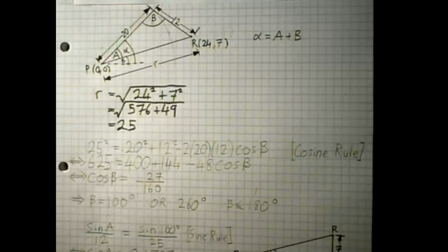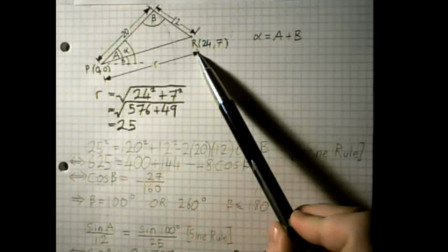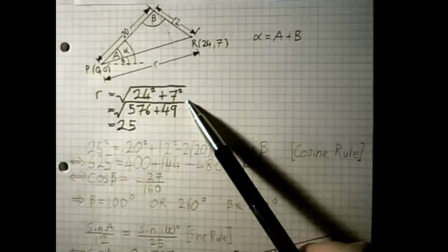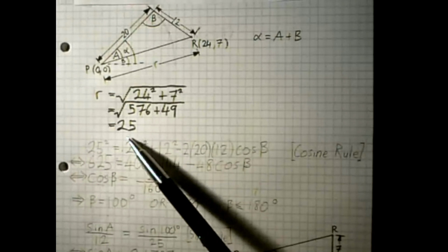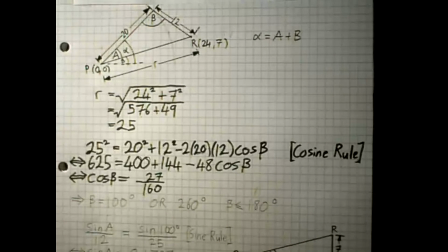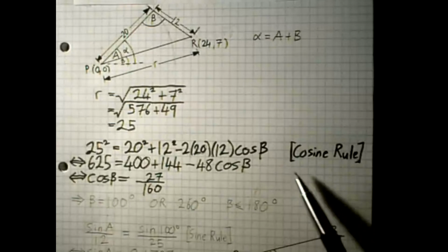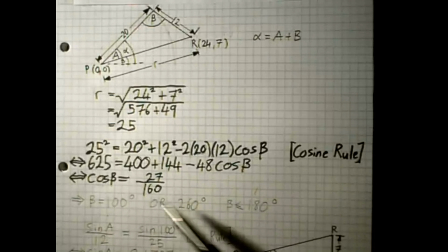Firstly, I want to get a bit more information about this triangle, so I'm going to find this length here, R, using the distance formula. So it's going to be square root of 24 squared plus 7 squared, and that gets you 25. Next, because in my triangle I only have lengths, I don't actually know any of the angles yet, I'm going to use the cosine rule as opposed to the sine rule to find out one of those angles.